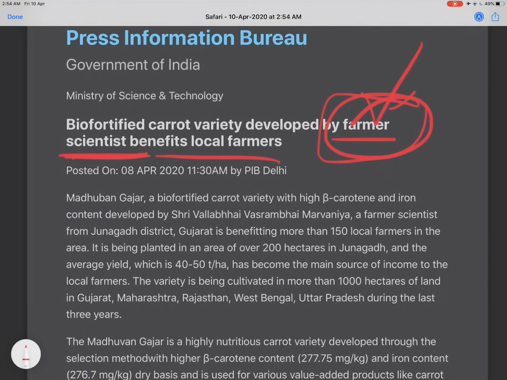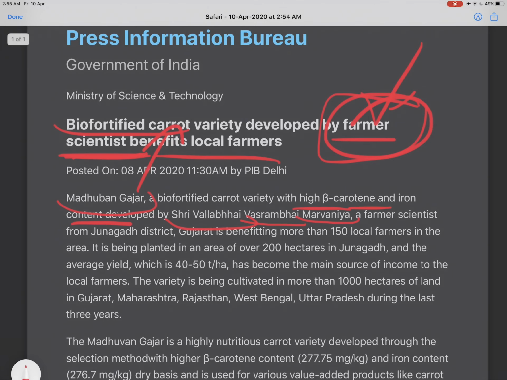Now what is it? Its name is Madhuban Gajar. Gajar we know is carrot, and Madhuban is its name. So if a question comes, Madhuban Gajar is what? It's basically a fortified carrot variety with high beta carotene and iron content. That's it. Who has developed it? Shri Vallabhbhai Vasrambhai Marwania. This is the name of the farmer, Shri Vallabhbhai VM. So this farmer has developed this very variety.